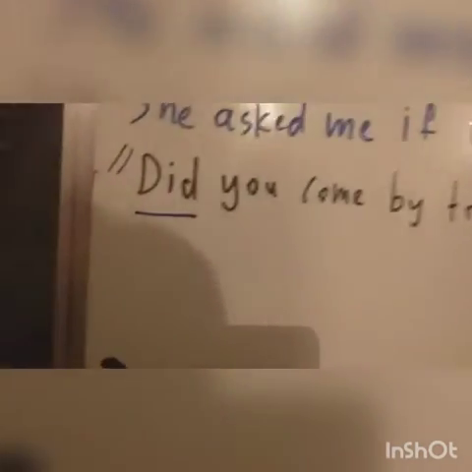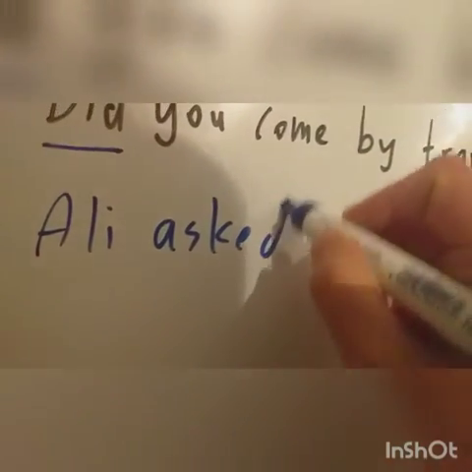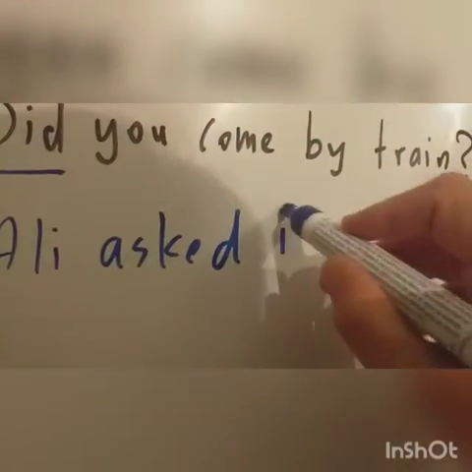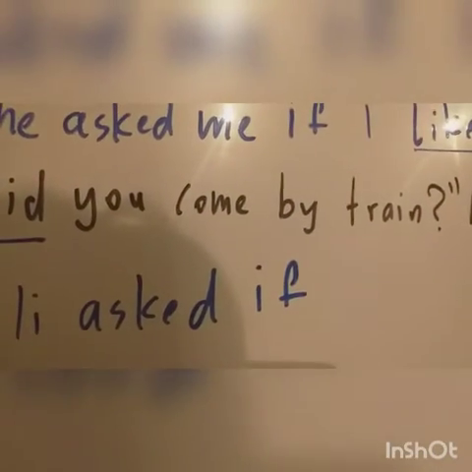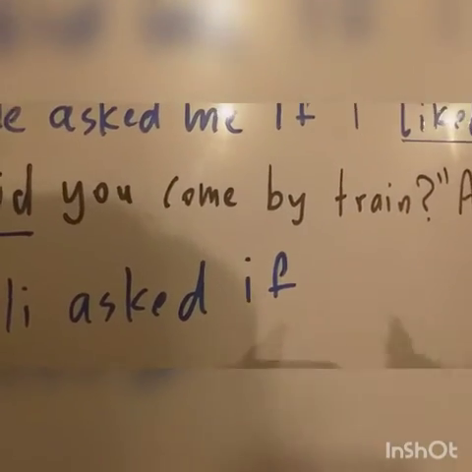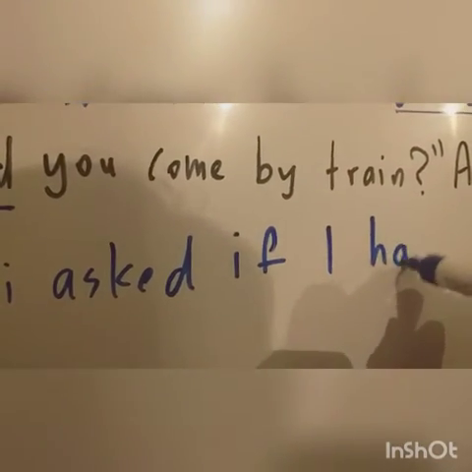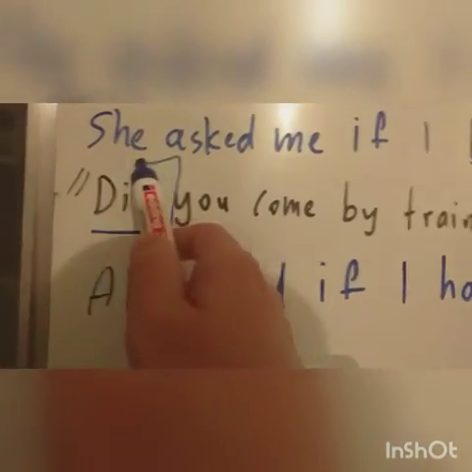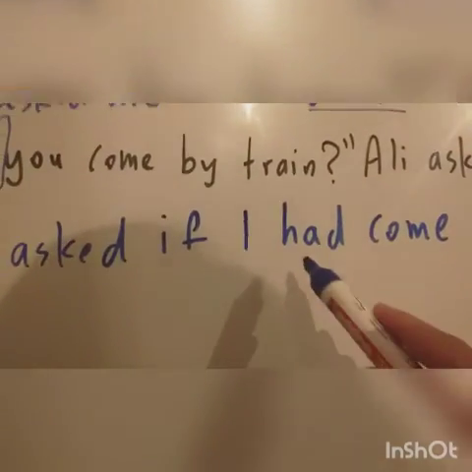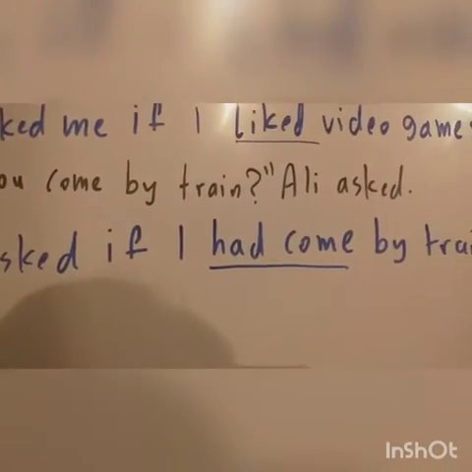"Did you come by train?" Ali asked. Ali asked if I had come by train. And as you can see, the auxiliary verb is in the past simple tense, so we have to change it into the past perfect tense.